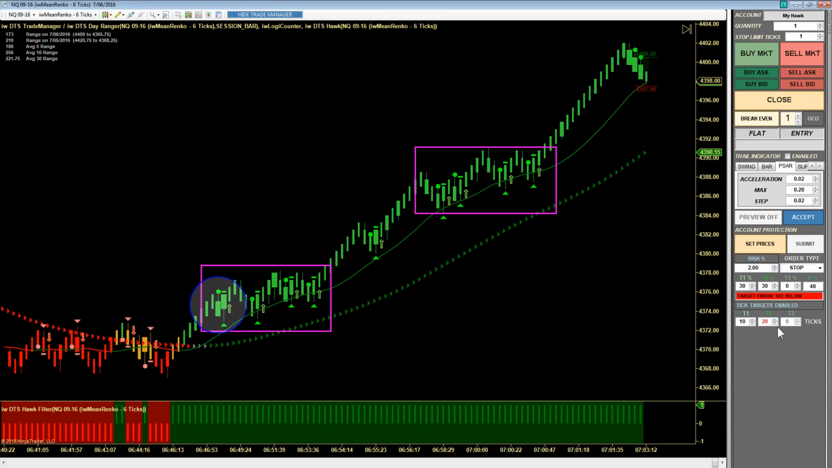And let's say we want to leave the rest as a runner. So you see we're taking a third, well, roughly a third. We can make it more precise too. We can go exactly there.